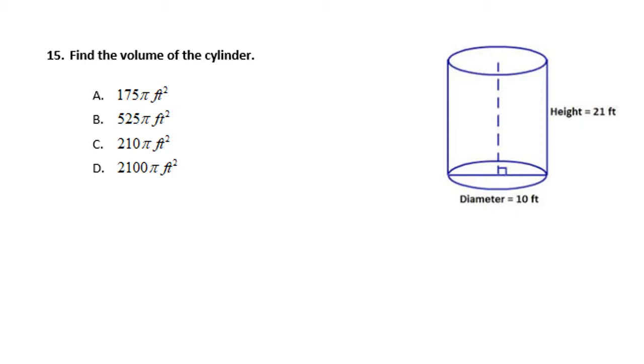Number 15, find the volume of the cylinder. A, 175 pi feet squared. B, 525 pi feet squared. C, 210 pi feet squared. D, 2,100 pi feet squared.